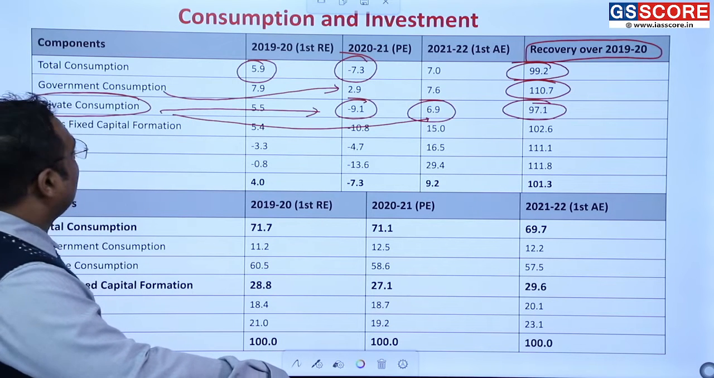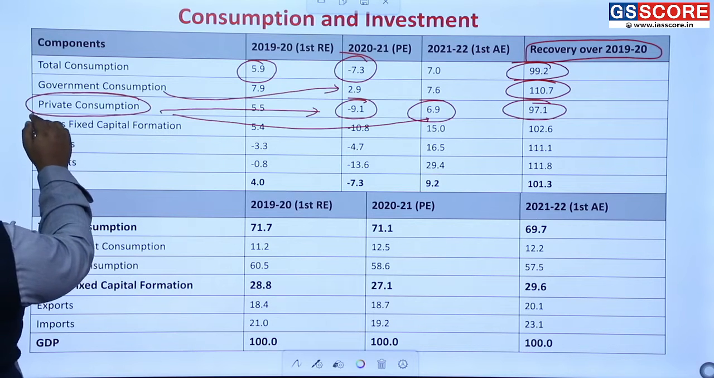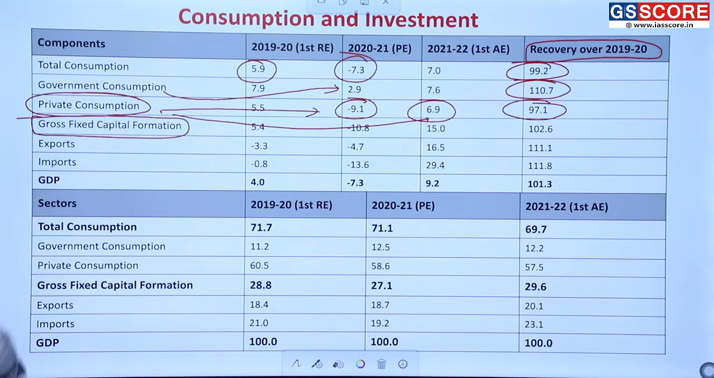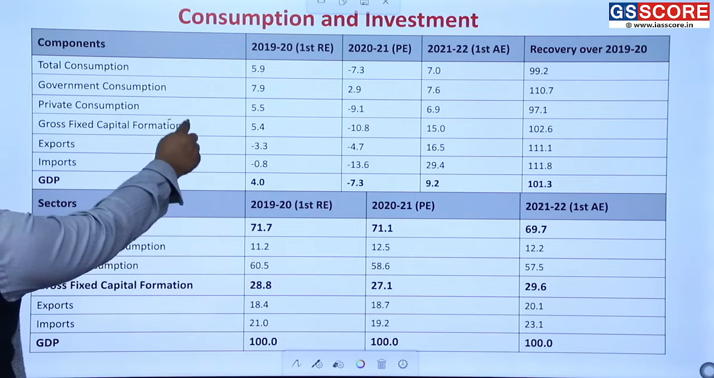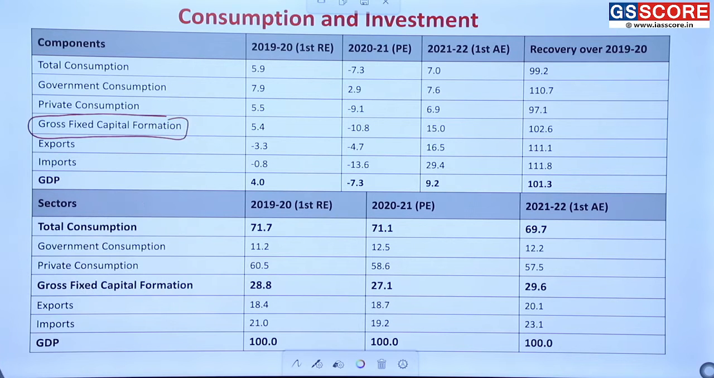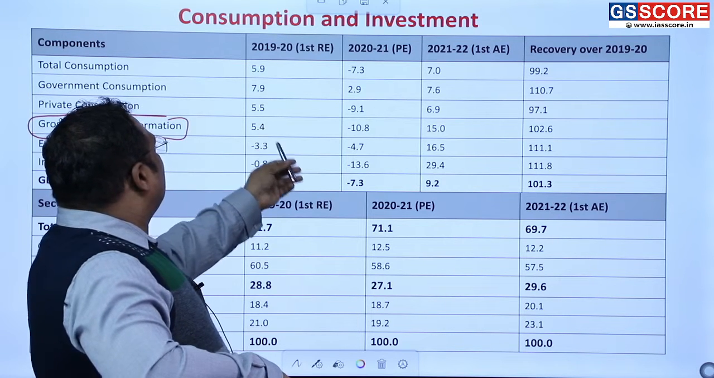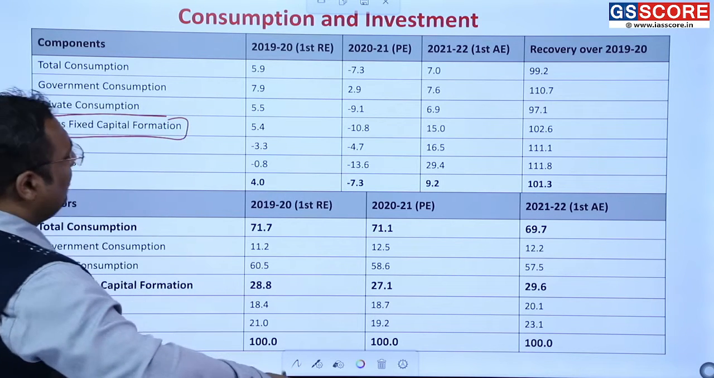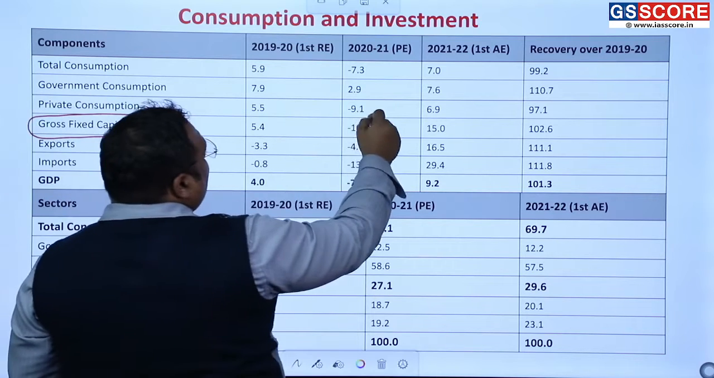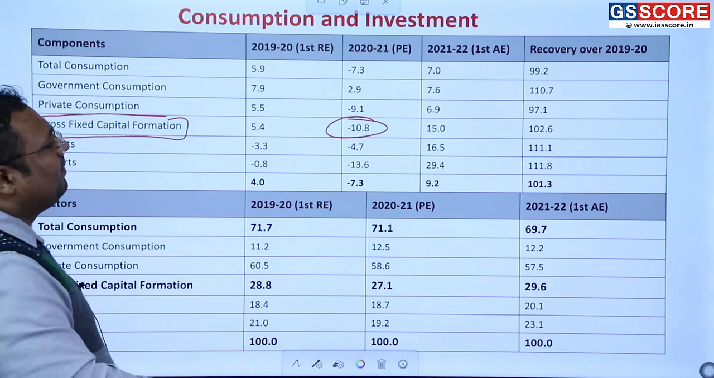Now let us look at the investment meanwhile. So gross fixed capital formation, this is a good indicator for investment. Okay, gross fixed capital formation. So you can see here that our investment was increasing around 5.4%, let us say, in 2019-20 capital formation. And in the first pandemic year, it decreased significantly.